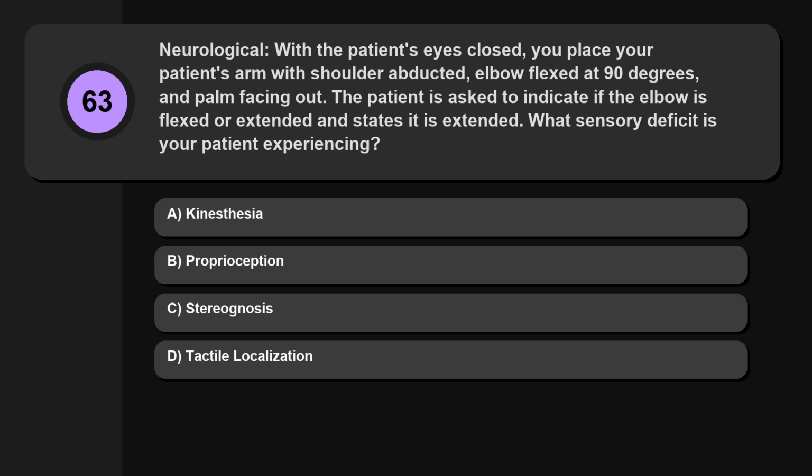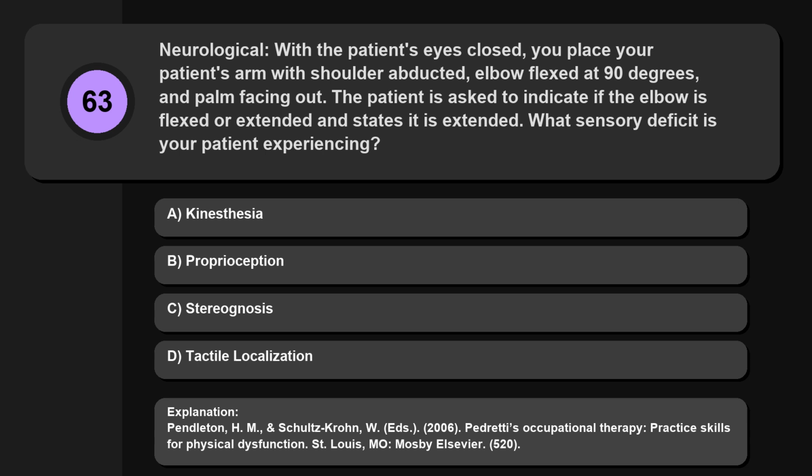What sensory deficit is your patient experiencing? Option A, kinesthesia. Option B, proprioception. Option C, stereognosis. Option D, tactile localization. The correct answer is option Nan. Pendleton, H. M., and Schultzkrohn, W., eds. 2006. Pedretti's Occupational Therapy, Practice Skills for Physical Dysfunction. St. Louis, Missouri, Mosby Elsevier, 520.